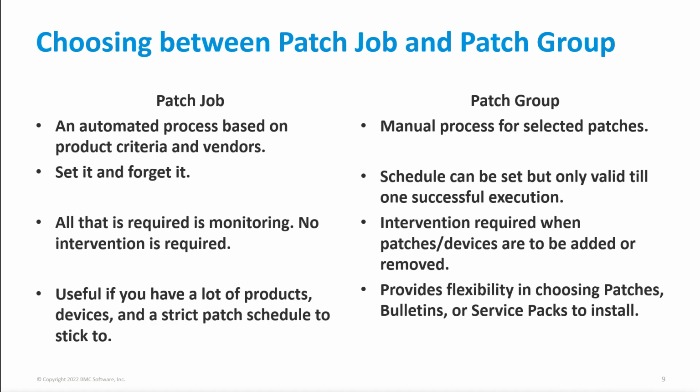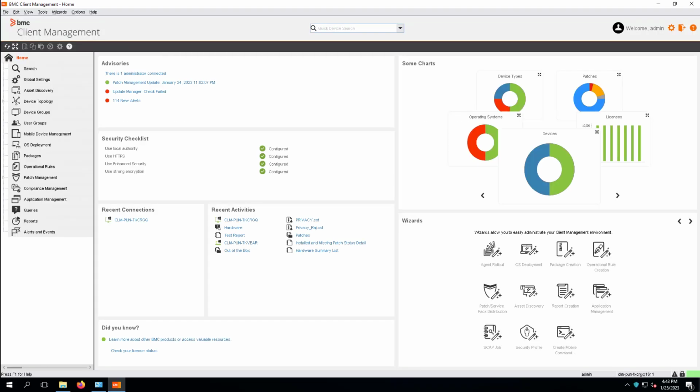Patch Job makes it easy to keep up with the variety of products and devices, allowing you to quickly and easily stay on track with your patch schedule. Patch Group, on the other hand, gives you the control to modify your system and ensures that only the precise updates required are applied. Let's see the demonstration to understand more about how Patch Job and Patch Group work.